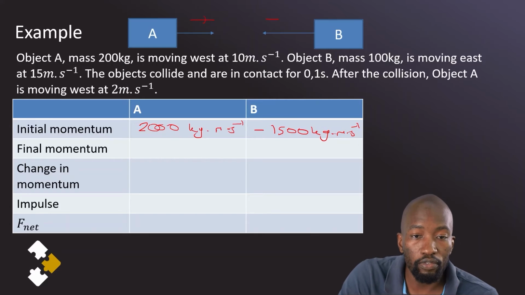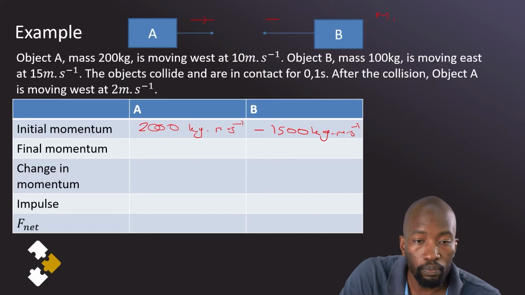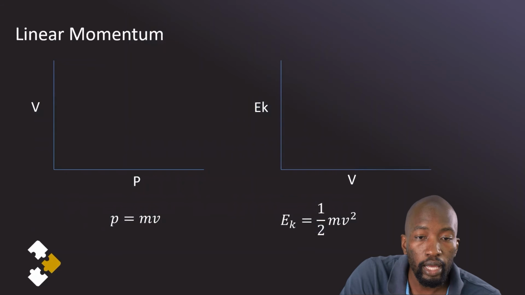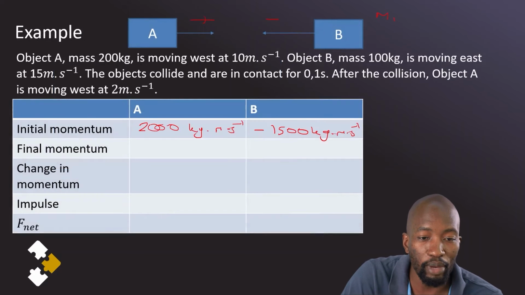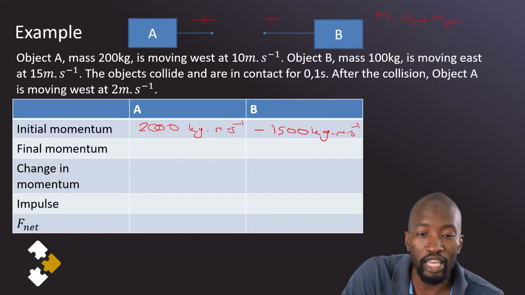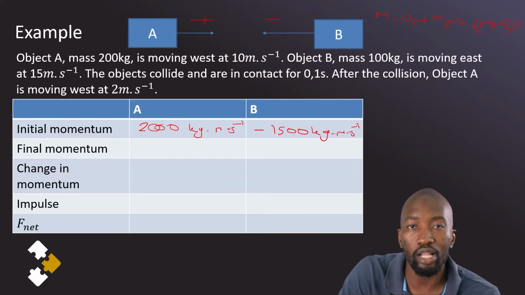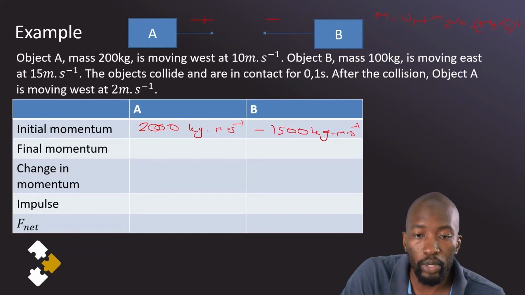Now we can easily find the final momentum there by using m1 u1 plus m2 u2 is equal to (m1 plus m2) moving with one velocity. So u just stands for initial velocity, right? Now we can easily find what velocity they are moving with.